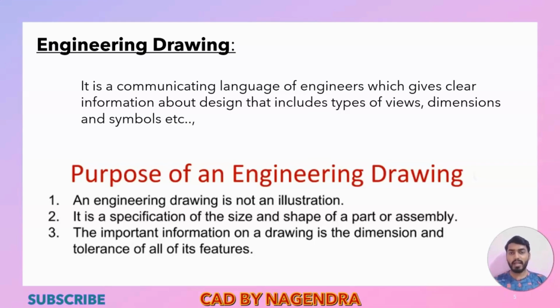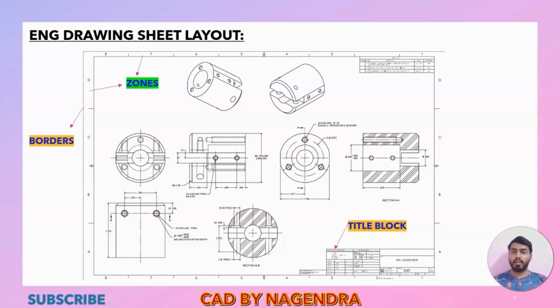Then let's move to the next slide. Next we are going to see the engineering drawing sheet layout. If it is a blank sheet, we can't call it an engineering drawing sheet. For an engineering drawing sheet, a standard sheet layout should be there. As you can see here, this is a blank sheet. For this blank sheet we have these borders. These outer lines we call borders. Then here we can see A, B, C, like these small partitions. These we call zones.